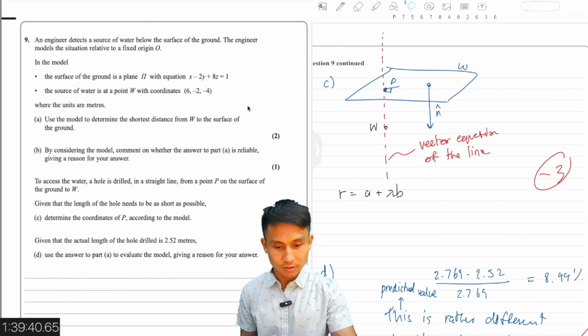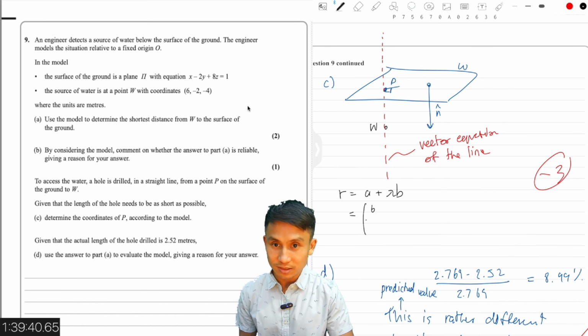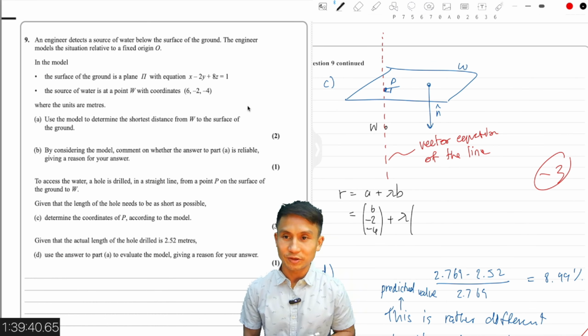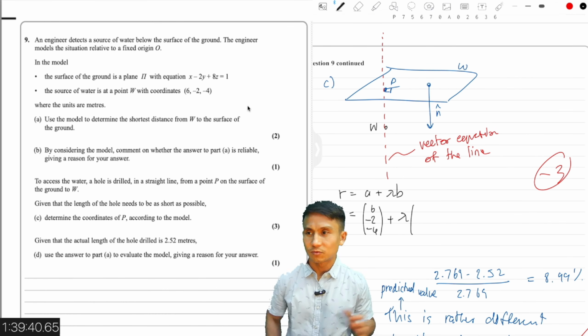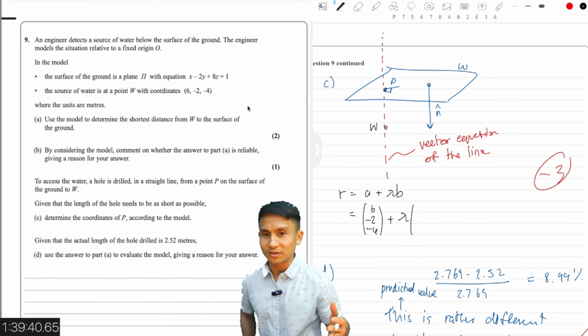Yeah. So A is just (6, -2, -4). Lambda is just some unknown to be found for each case. What about B? B is the direction vector. Well, what does the line look like it's doing?